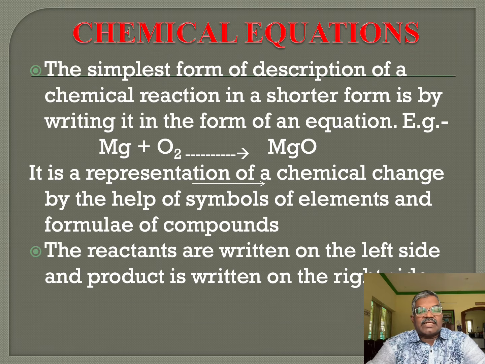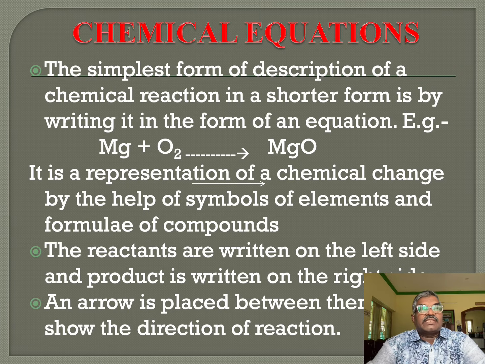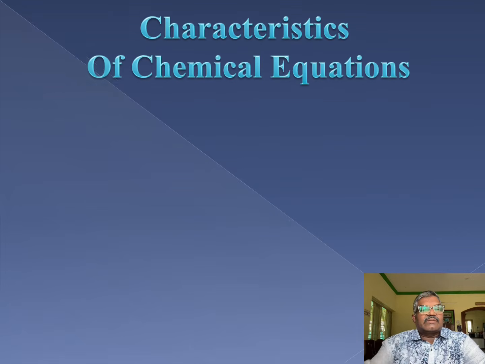On the left-hand side you can write Mg plus O2, it gives, with an arrow mark, and the formula of magnesium oxide is MgO. Please note it down in your notes: Mg plus O2 gives, arrow mark sign, MgO. So this is the chemical equation. You are converting the statement of the reaction into symbols and formulae.